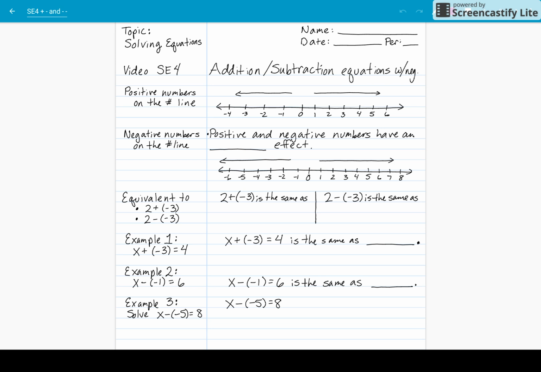Today we're tackling addition and subtraction equations that involve negative numbers. Before we start on the solving process, we've actually already learned this process. We need to review a little bit about positive numbers on the number line versus negative numbers.